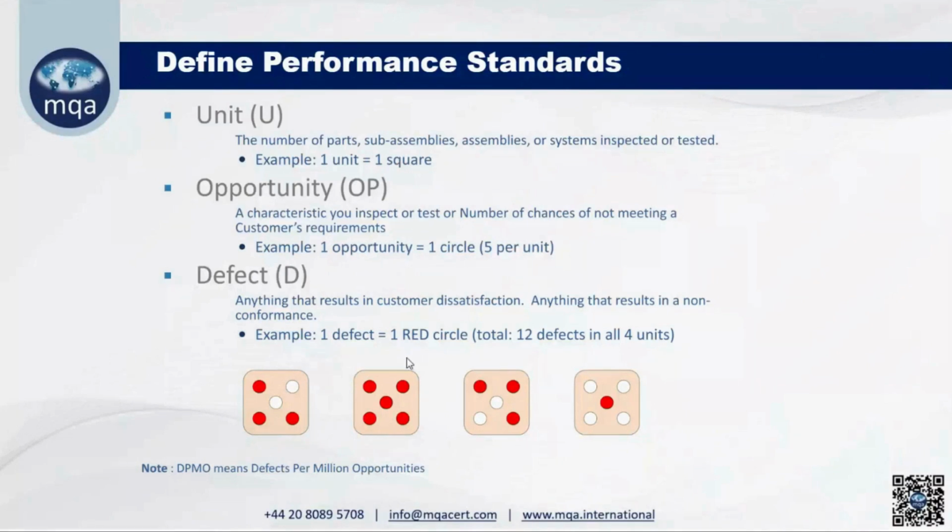And defects. Here the red circle is a defect and the white circle is OK. So what is wrong in this dice is that it should be white, but some circles are red. How many defects are there in the total 4 parts? The first part has 3, the second 5, so 8, the third brings it to 11, and the fourth to 12. So the total number of defects is 12 in 4 parts.